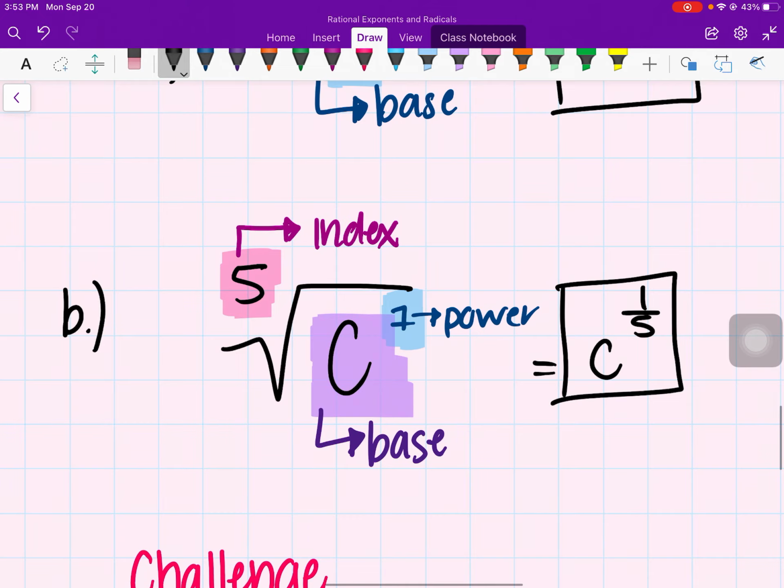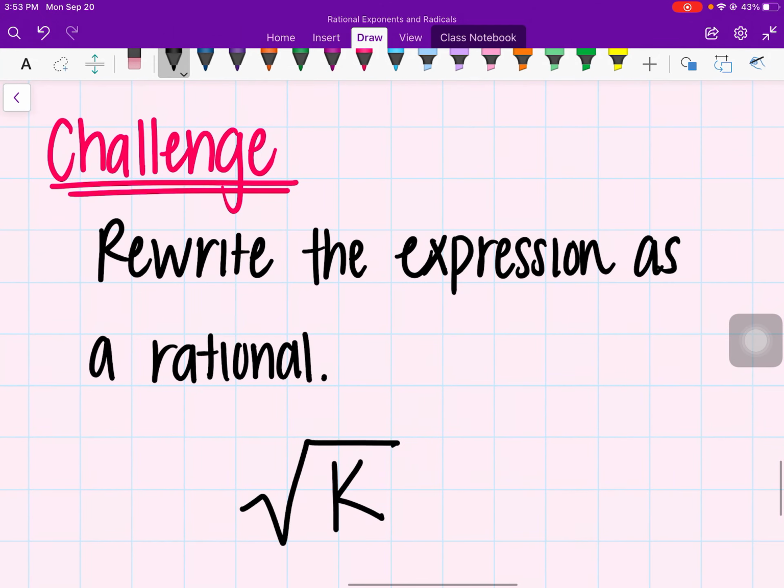We do have a challenge problem, and that's for you to do. So this is our challenge problem. Make sure you complete it.